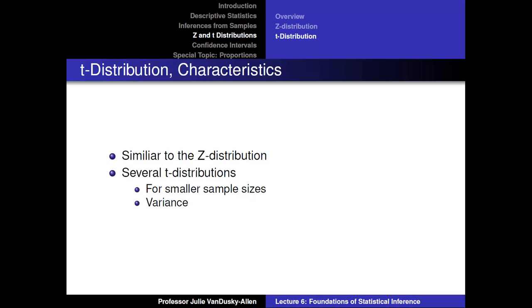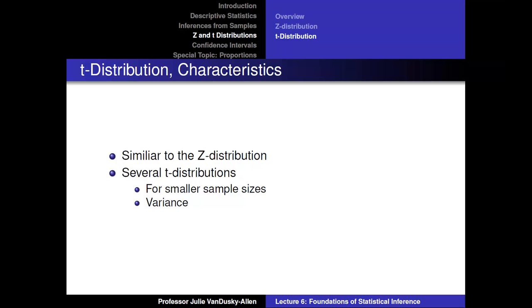Although the z distribution is a useful tool, it does not take into account that some samples are small and some samples are large. With smaller samples, we have less confidence in our data because there's less information. With larger samples, we have more confidence in our data because there's more information. The t distribution allows us to take into account differences in sample size when analyzing our data.